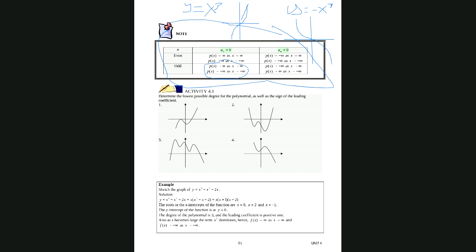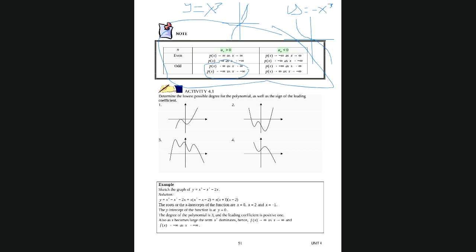Any questions? So if you want to determine the degree, you must look at the number of turning points. And remember that right from the beginning, I told you that when you know the degree of the polynomial, if the degree is n, the number of turning points is n minus 1. I told you that from the beginning.